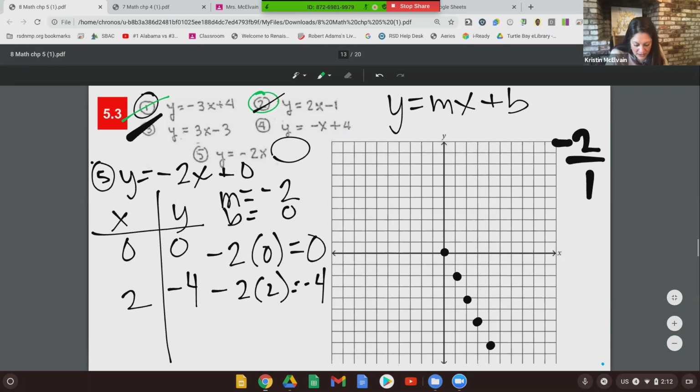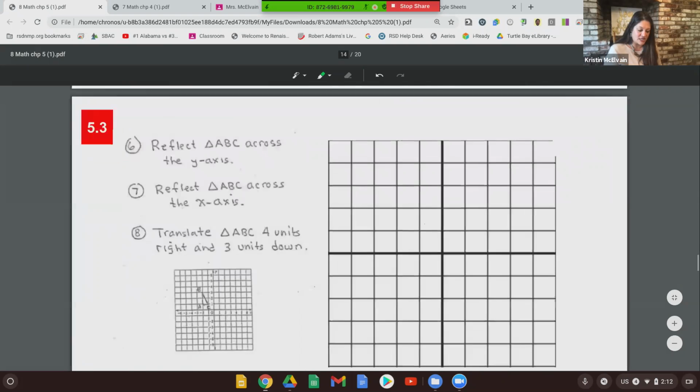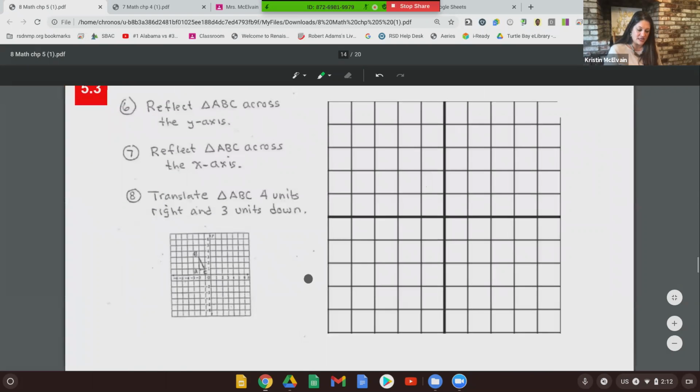Funny angle here. There is our line, and it continues to infinity and beyond. So we have our arrows at the end. All right. There you go. All right, our next section is with reflection and a translation.